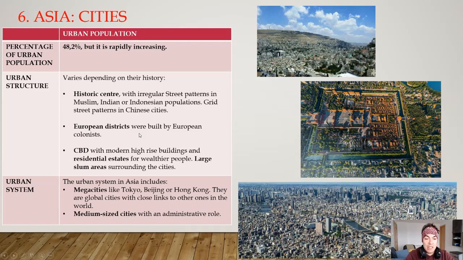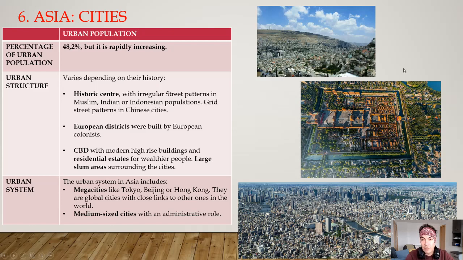Then some cities have European districts that were built by European colonists, because many territories of Asia were also colonized by the European empires during the 19th and 20th century. And then we have a CBD with modern high-rise buildings. Here you have the CBD of Tokyo, and residential estates for wealthier people. All of these residential areas. And also we have large slum areas surrounding the city.